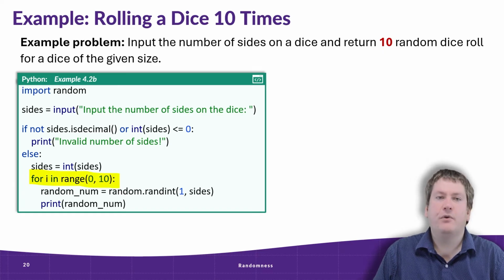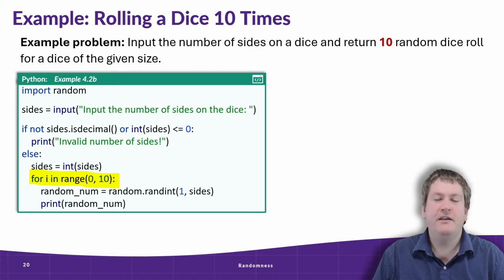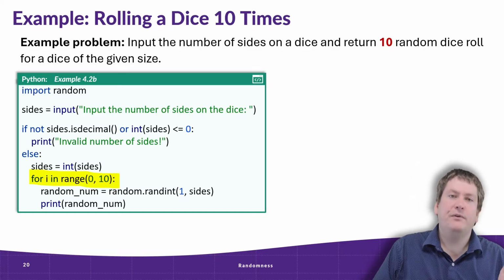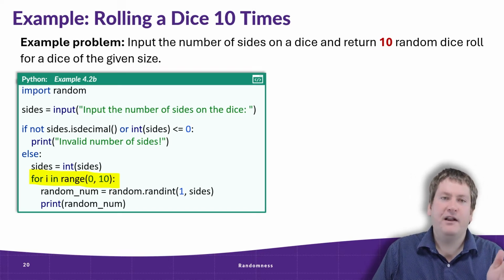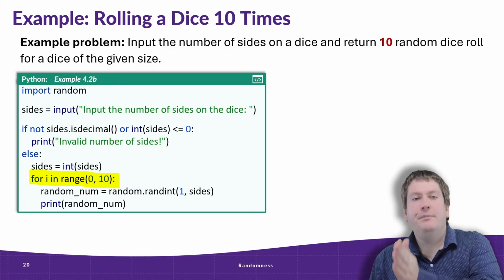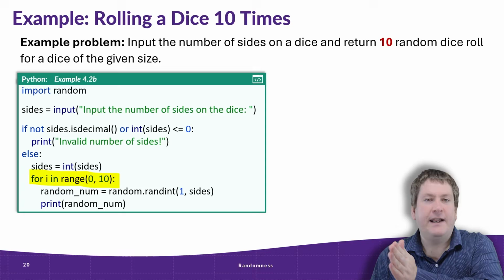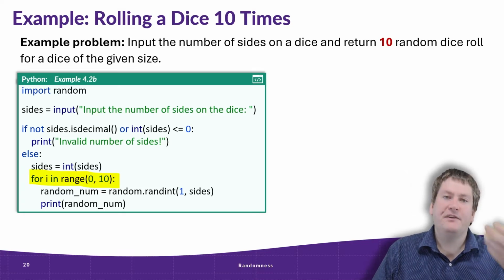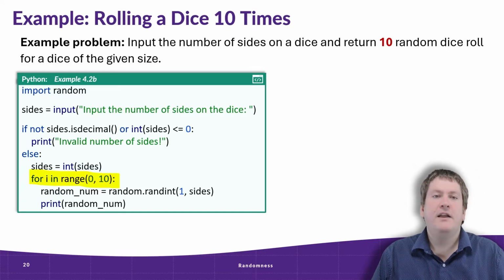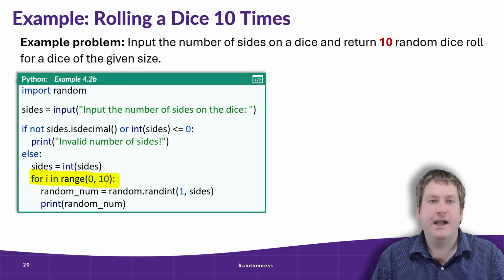So it says we're going to run it for 0 to 10, which means that the 0, the starting point, is inclusive. So we start off I equals 0, and we go up to, but not equal to 10. So it would be 0 all the way up to 9. So we'd run it once for 0, then 1, then 2, and so on. And in total, we'd run it 10 times.